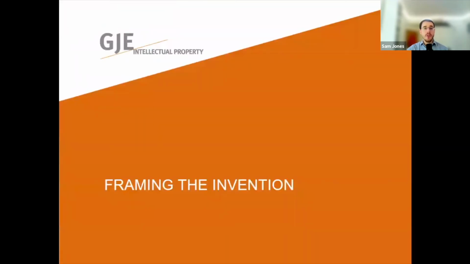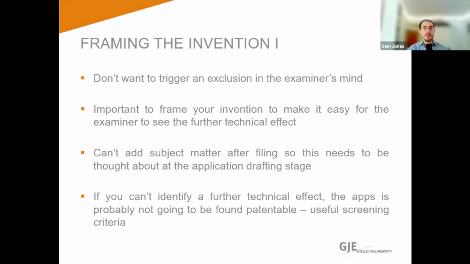Okay, so now let's move on to framing of the invention. This is all about how to frame your invention to improve your chance of getting a patent granted at the EPO. So I think that the principles for me here are that you don't want your patent application to trigger an exclusion in the examiner's mind. So it's important to frame your invention to make it easy for the examiner to see the further technical effect that they're looking for, because if they can find that, then they will think, okay, yes, I can see that this is a technical invention, and I can see that there is a further technical effect, and so there is an inventive step, and I can grant a patent.